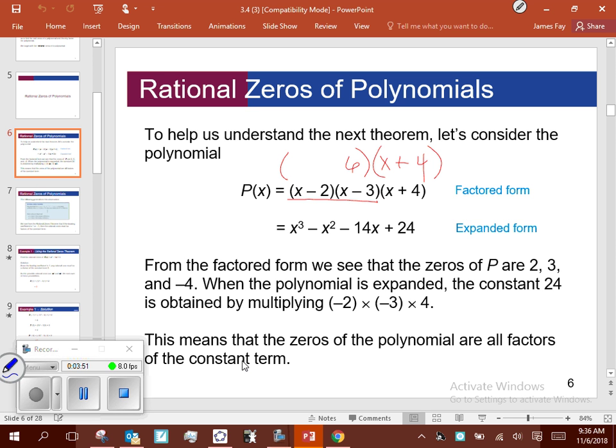Okay, so that's where what we're going to talk about here originates. Okay, is that if this thing is going to factor down to something like this, then the factors of this number here become very important to us. Okay, likewise, the factors of this number here become very important to us.